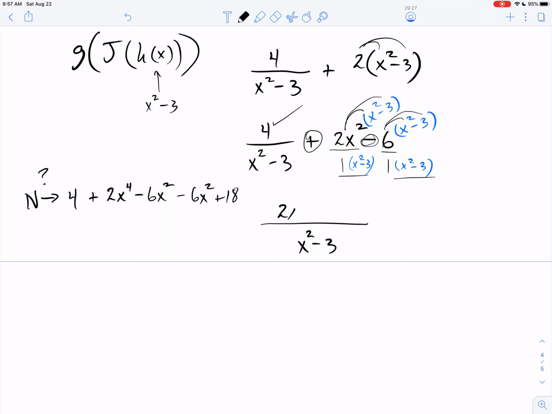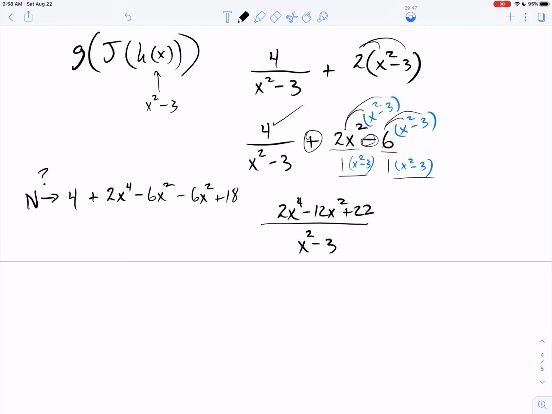Let's put this together in the correct order. This guy goes first. This guy goes second. And then the last one, that's 22. Whoops, 22. And I'm not even done yet. Why am I not done yet? Because this is just what happens when you take H and plug it into J.